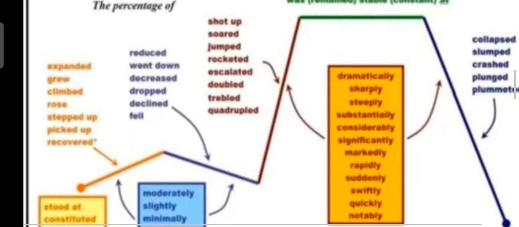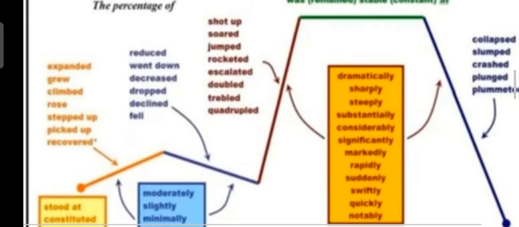Then now this one is the first line, it is given. Now as it is increasing, we can write grew, climbed, rose, stepped up, picked up, recovered. We can use these words. Then the blue line is there. Blue line, it is reducing. So dropped, went down, decreased, declined, this way.